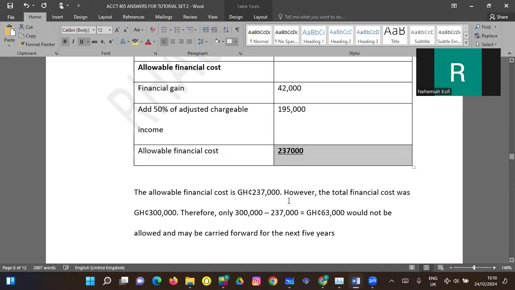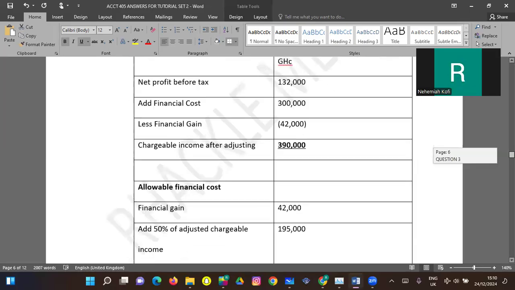So you get it. So now in this year, this particular year of assessment, we will be treating only 237,000 as our allowable finance cost. Then in the subsequent year, you will treat the difference, right? So the difference is the 3,000 would be allowed and may be carried forward for the next 5 years. So that's it behind this explanation. That's it behind this solution.